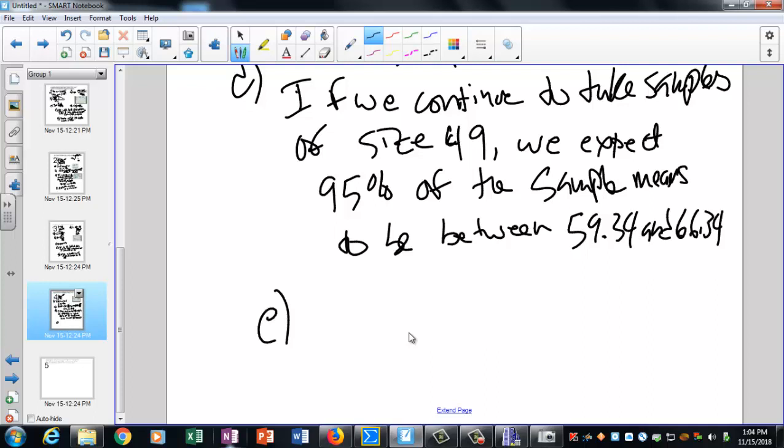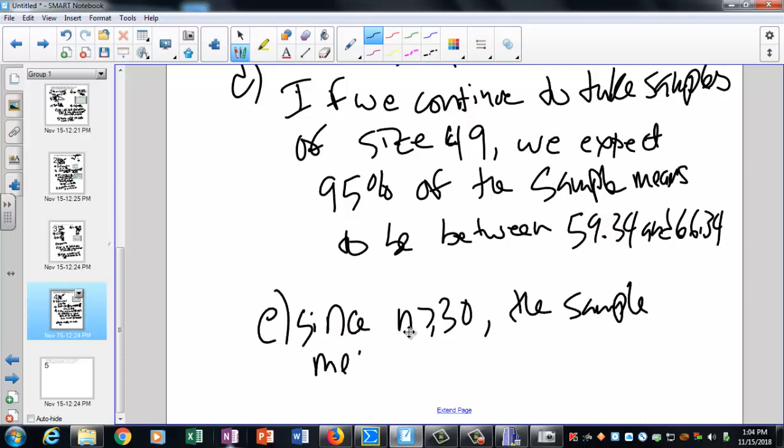Part E, since n is greater than 30, the sample mean is normally distributed. Fair enough?